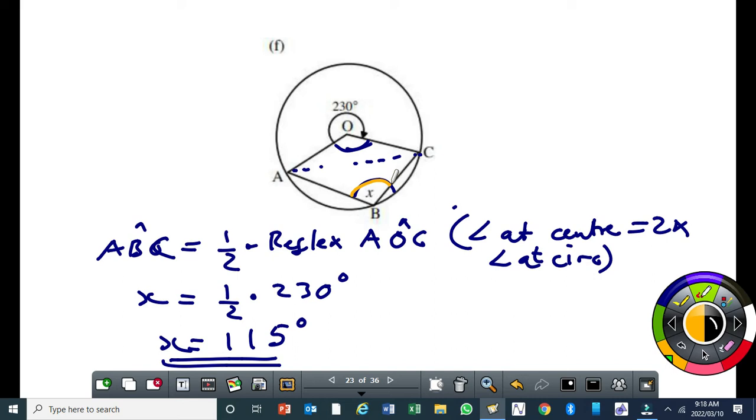Someone would say 360 minus 230 to get 130, which is an obtuse angle. There is no way that 130 is going to be equivalent to that. So angle X is going to be half of the reflex of AOC. So you get half times reflex AOC. The reason: angle at center is 2 times angle at circumference. Both angles are subtended by the same arc. So the answer is going to be 115 degrees.